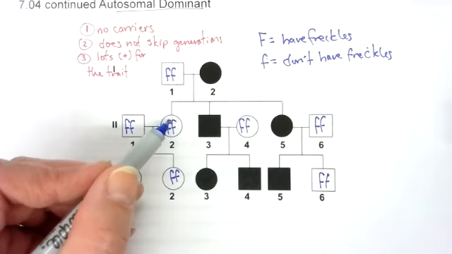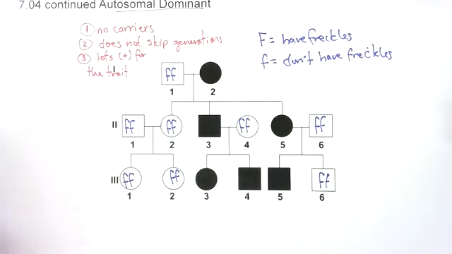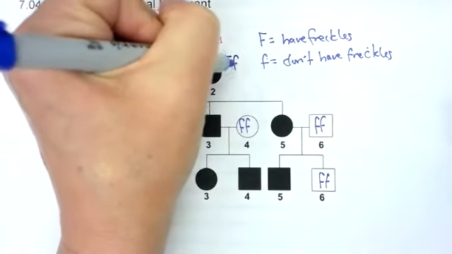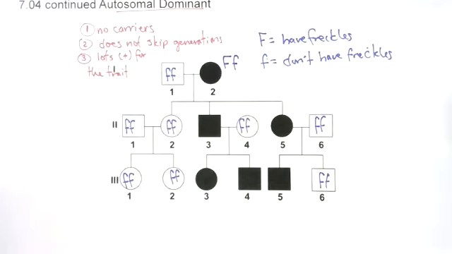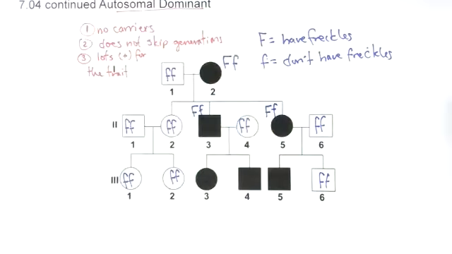So if that's the case, if these two are homozygous recessive, and if you have a copy of the gene, you have the freckle, we know that this mother has to be heterozygous, which is going to make her offspring heterozygous. That's another trick you need to be able to do. Look at the inheritance pattern and then fill in the genotype for a generation.